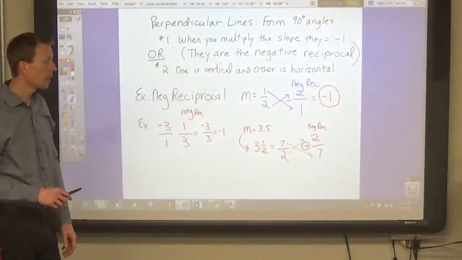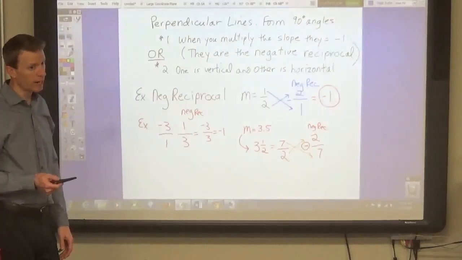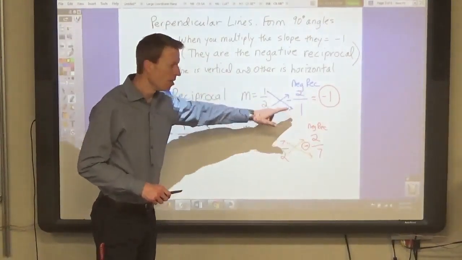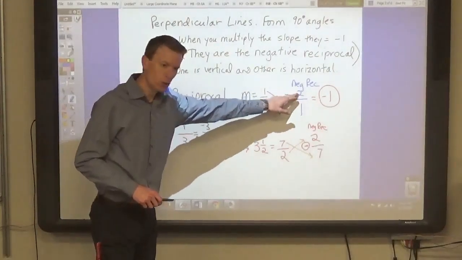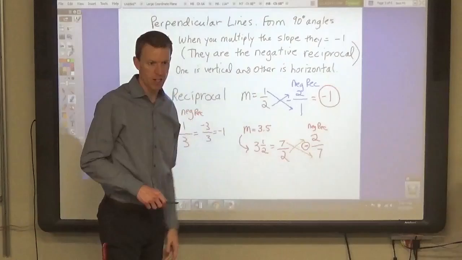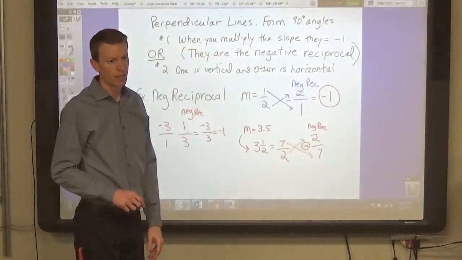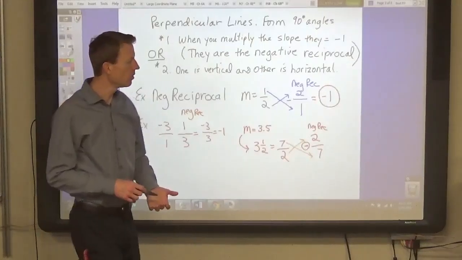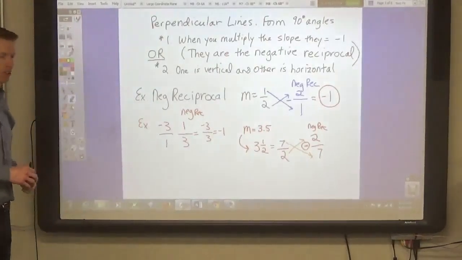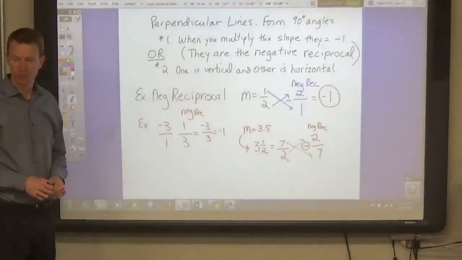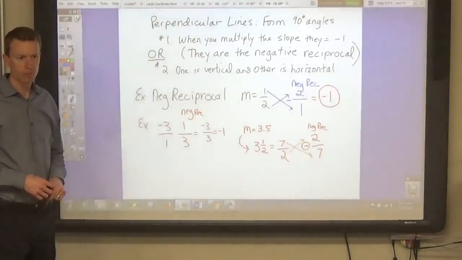Well, sometimes you might be able to just look at it and see this one's positive, this one's negative, this one's 1/2, and this is 2/1. So this is the negative reciprocal, even if I don't multiply them out. I can just look at it and tell, oh yeah, these are negative reciprocals. Okay?